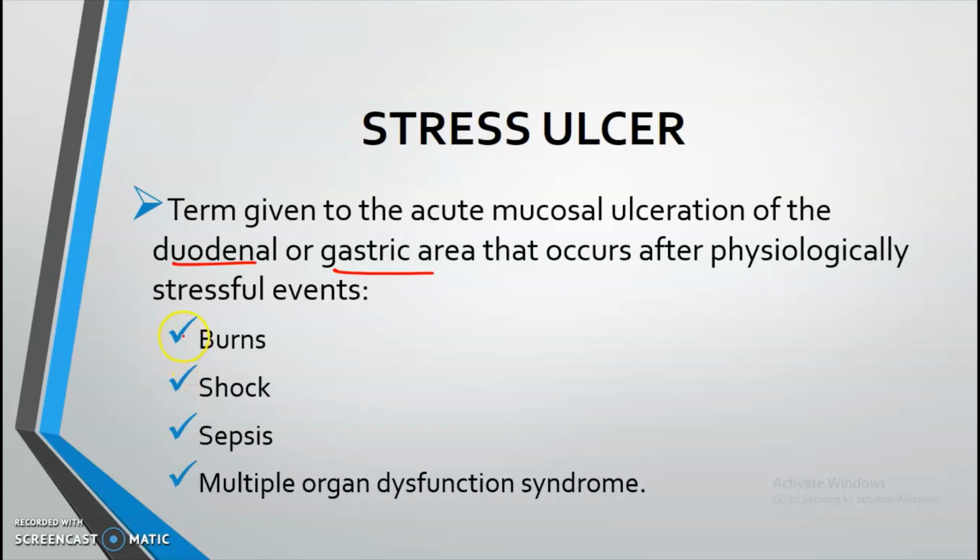Kahit hindi nasunog ang pasyente, nag-develop ng shock, sepsis, or multiple organ failure, ang peptic ulcer ay nagde-develop simply because mataas ang gastric content or the acids and mababa ang resistance ng ating gastrointestinal lining. Okay? While stress ulcer commonly follows yung pattern kung paano nangyayari ang peptic ulcer, pero mas nagde-develop siya during a stressful situation, such as the following. We have your burns, shock, sepsis, and multiple organ dysfunction syndrome.